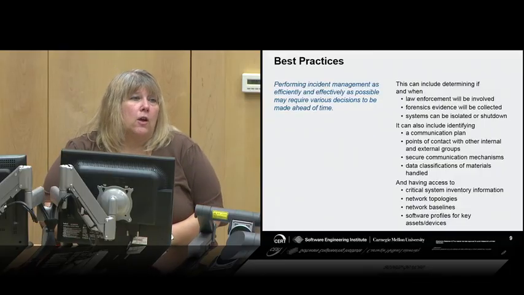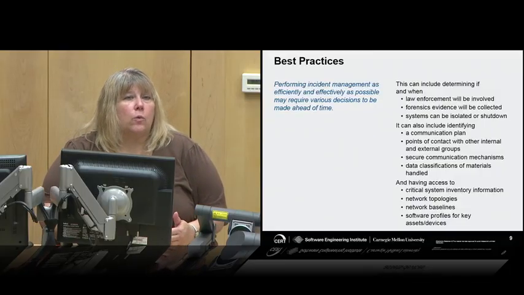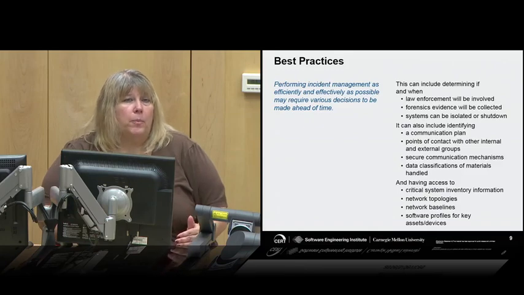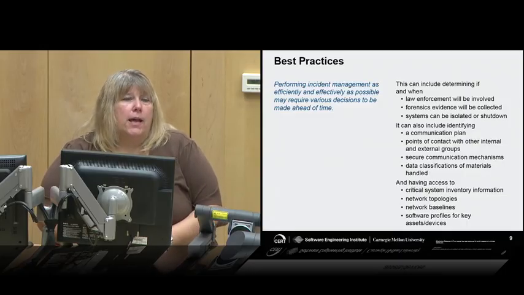Those things should be discussed ahead of time, and here's where legal and law enforcement liaisons may be able to help. Upper management should be involved in those discussions, and of course the incident management function needs to understand and have these decisions documented into some type of procedure that can be followed.